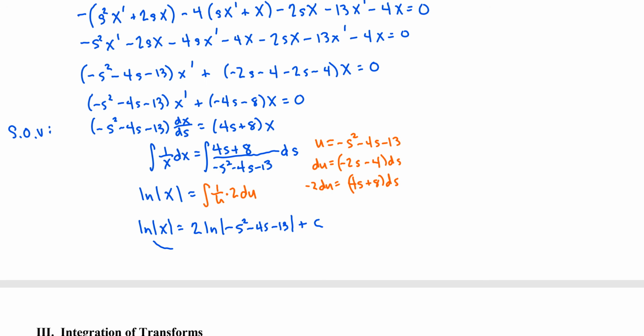So let's convert to exponential form. Okay, we're going to take base e with this exponent, that whole right side, and set it equal to the argument. So our argument, big X of s, is going to be e to the exponent 2 times the natural log of the absolute value of negative s squared minus 4s minus 13 plus c.